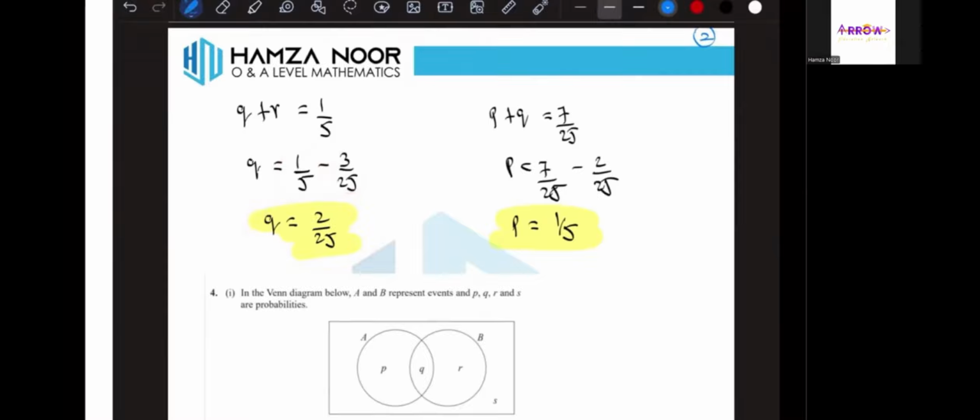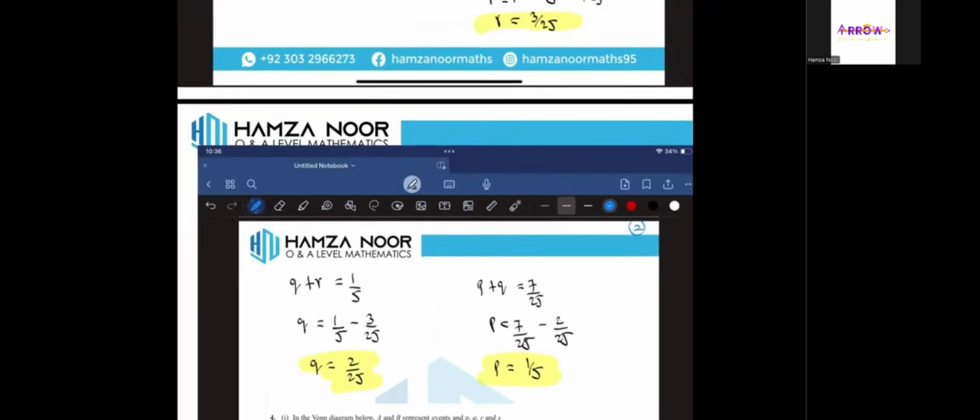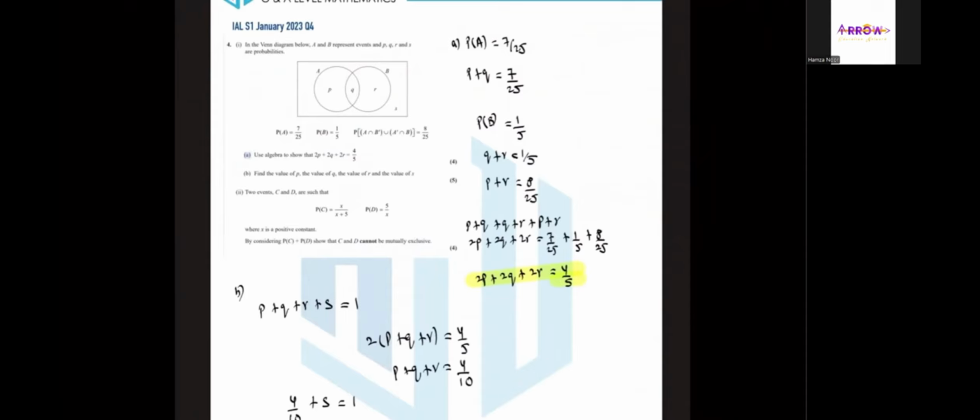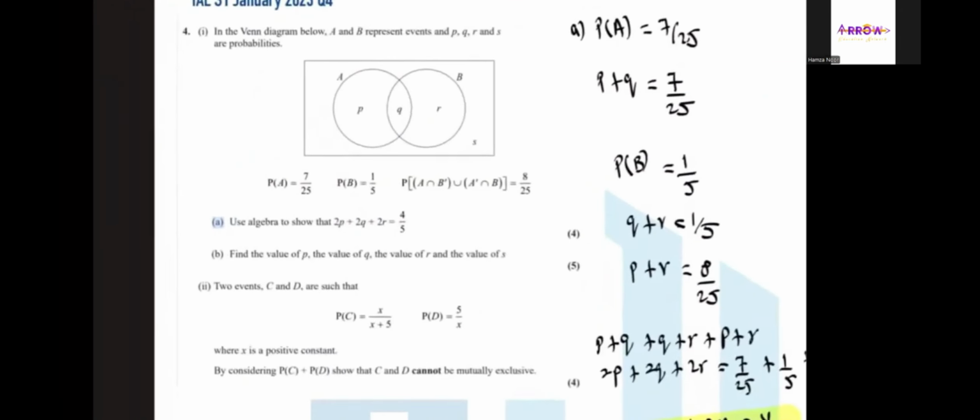And as the first equation, which we knew from the information of the question, P plus Q is equal to 7 over 25. And since we have found the value of Q, therefore P is equal to 7 over 25 minus 2 over 25, P is equal to 1 over 5. Okay, so in this way we have attempted part A and part B over here. So now let's move on to the next part.